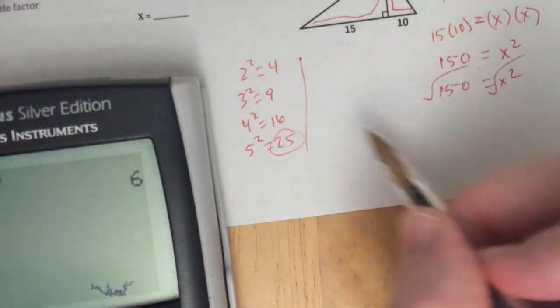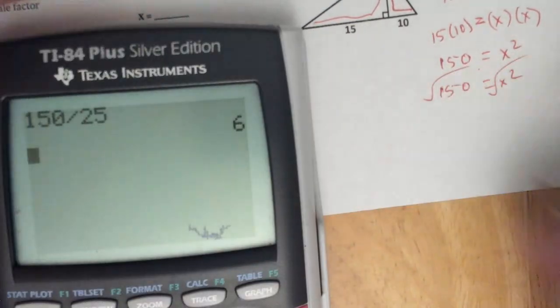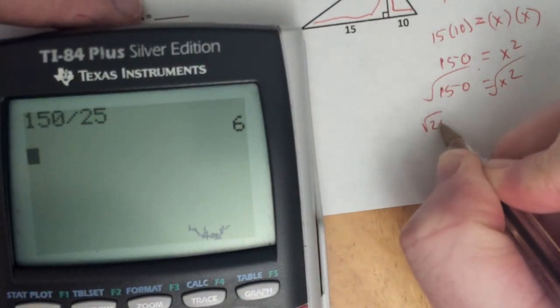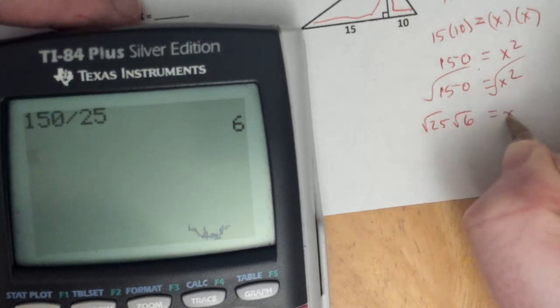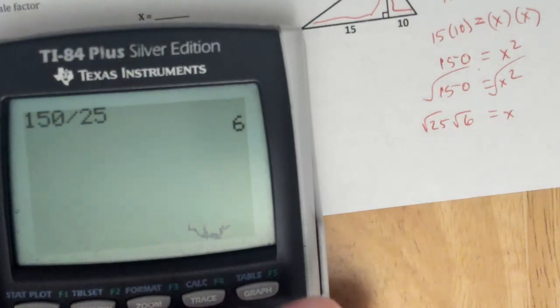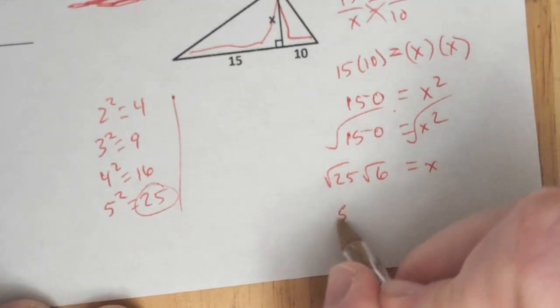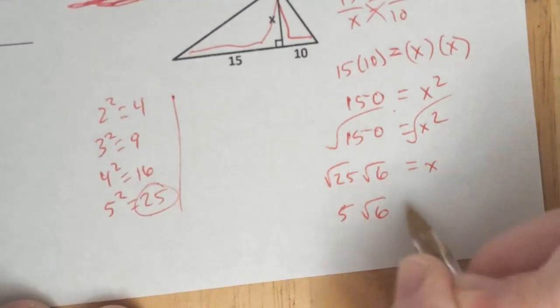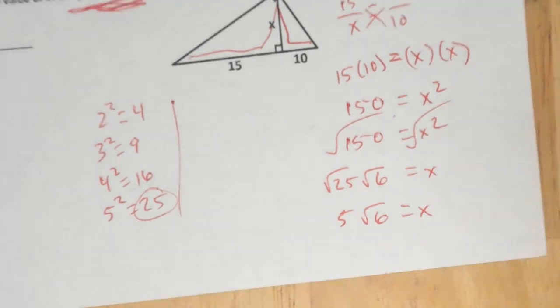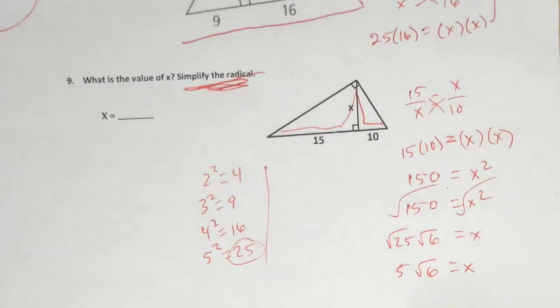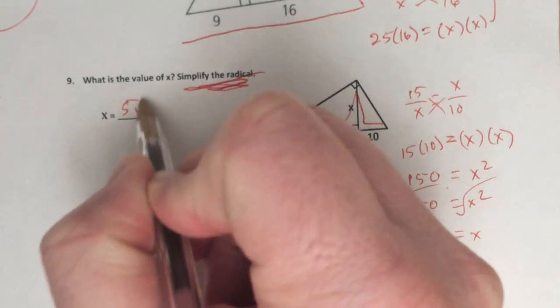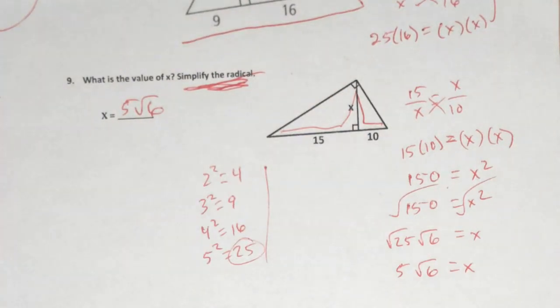Let me zoom out a little bit. Okay, so 25 is definitely one of those numbers I can take out. If I take out 25, I know I would have 6 left over. And then what was the square root of 25? It was 5 radical, and I'm still stuck with that radical 6. So our answer for number 9 is 5 radical 6. And that's it. Hopefully that helped you guys out, and have a great, wonderful day.